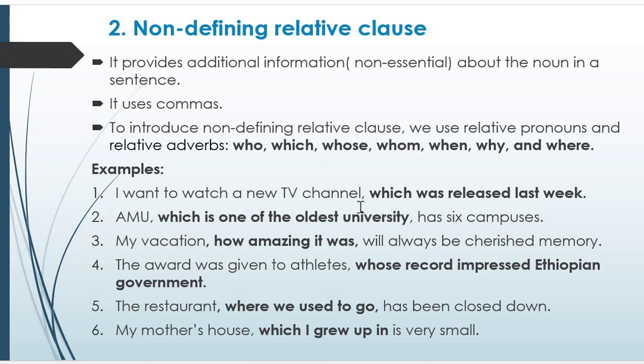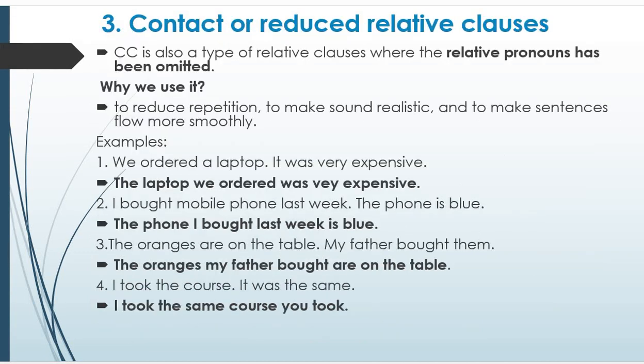So, a non-defining relative clause gives additional information. If you miss it, nothing happens, but sometimes we need to clarify for the reader about the noun, adding some additional information about it. Let's see the third type of relative clauses, which may not be referred to in different videos or in different lessons, but we have to include them.